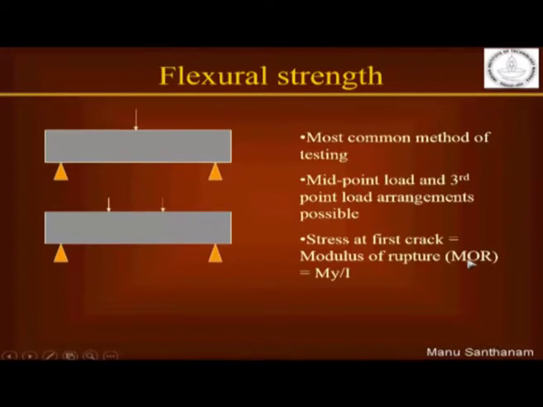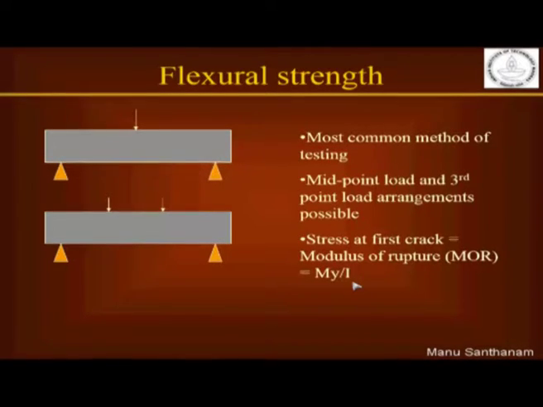Okay. So, the stress at which the first crack appears is also known as the modulus of rupture, and using the beam bending formula which all of you know very well, we can calculate the stress as moment into y, which is basically your distance from the neutral axis, divided by I, which is the moment of inertia. Okay. So, based on the different types of loading arrangements, you will end up getting a different equation for your stress at first crack.